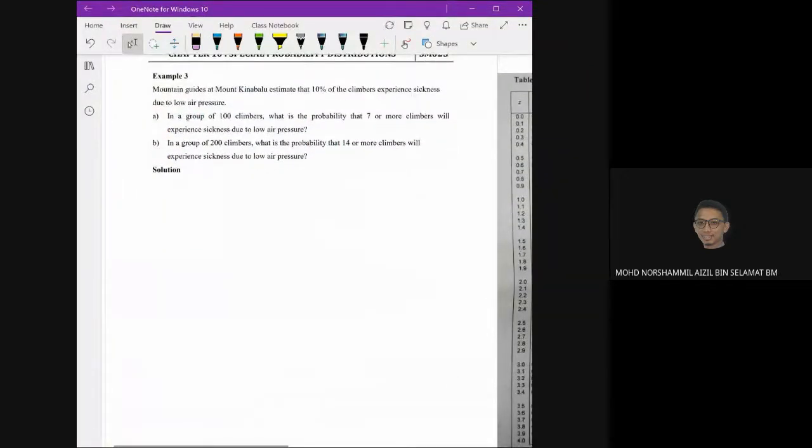Example number 3, sorry, I don't want to go through it because it is simple, I just highlight the idea to solve it. Mountain guides at Mount Kinabalu estimate 10% of the climbers experience sickness, so 0.1. In a group of 100 climbers, so n equals 100. Part A, the distribution is binomial 100, 0.1, where 0.1 represents experiencing sickness.